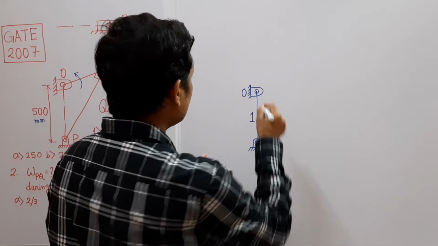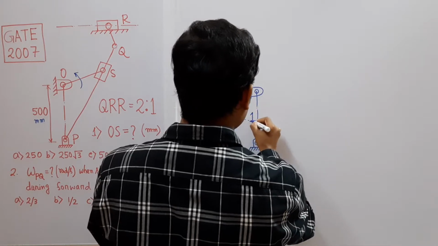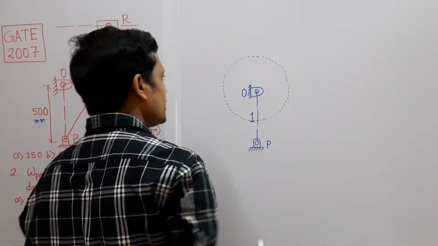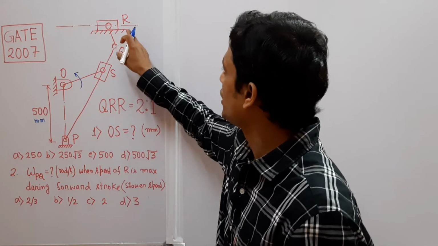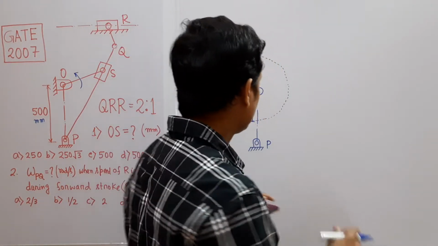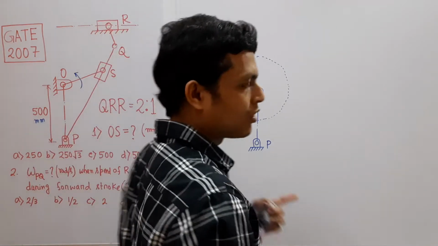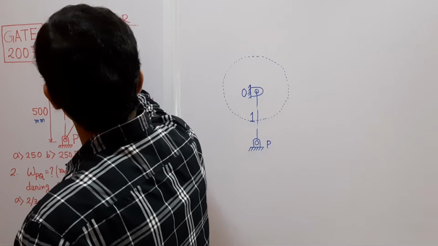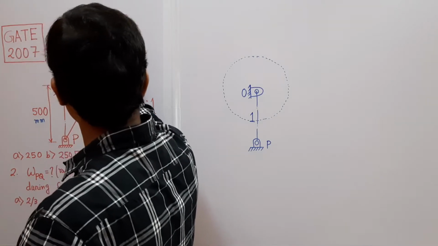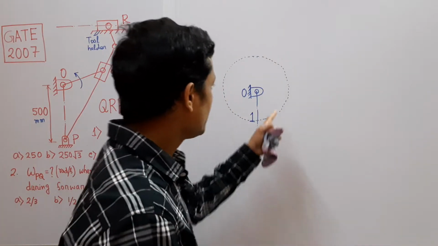So from center O, we will draw a circle of radius OS. So this is the circle generated by point S. Now the extreme position of R can be determined by drawing a tangent to the circle from point P. When the block, that is the sliding block or tool holder, where the tool is fixed, is at the extreme right position, the oscillating link will make a tangent to this circle.